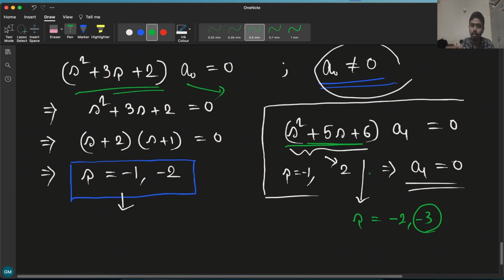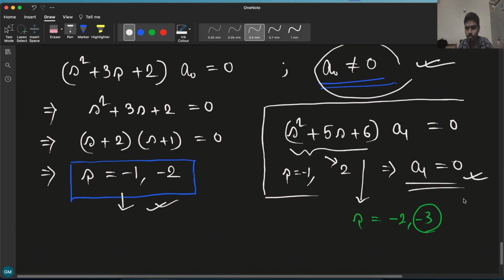You can try to do it yourself, following the same procedure as I will follow for this case, and you will get the same solution. So for this case, a0 is not equal to 0, s equals minus 1 and minus 2, and a1 equals 0.